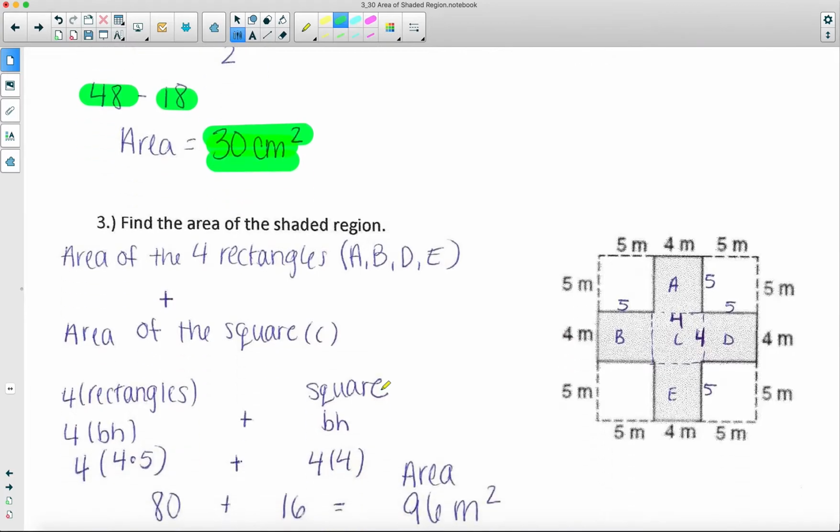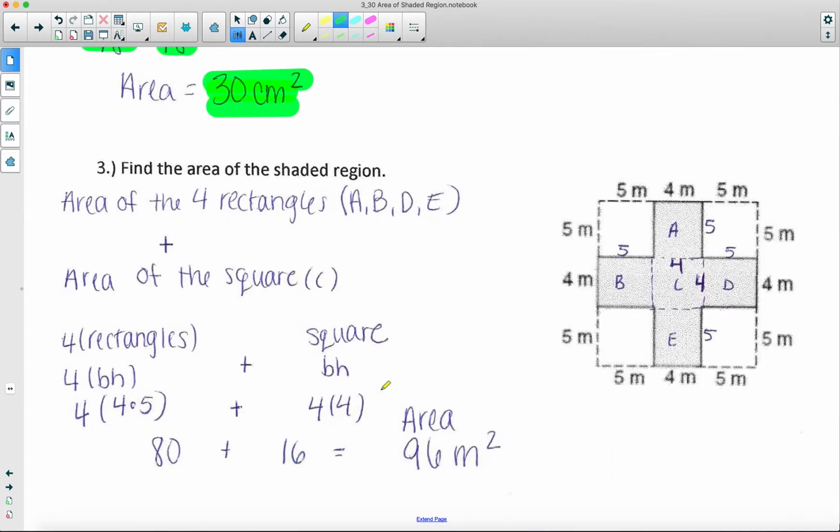Okay, so now let's take a look at number 3. So what do we have going on here? I like this question because it's interesting. I'm going to do this by dissection. Now you can certainly do this by doing area of the big minus area of the small, but I like to kind of switch it up to give you guys a taste of both here. So dissection.